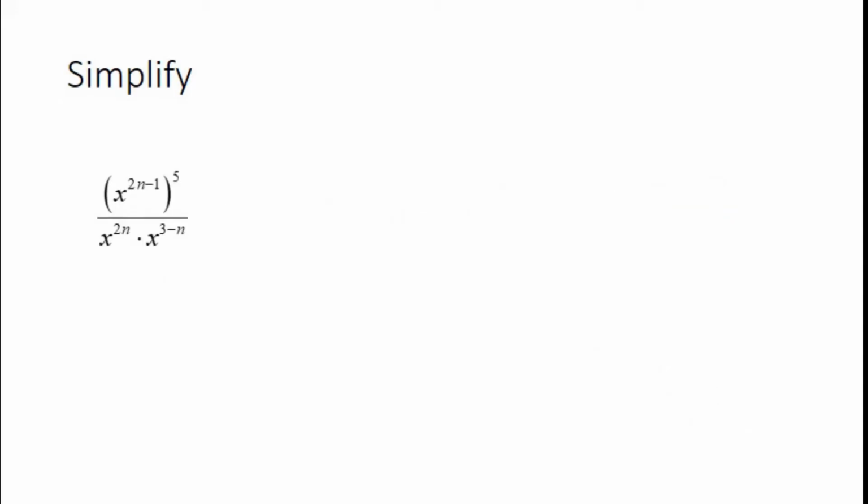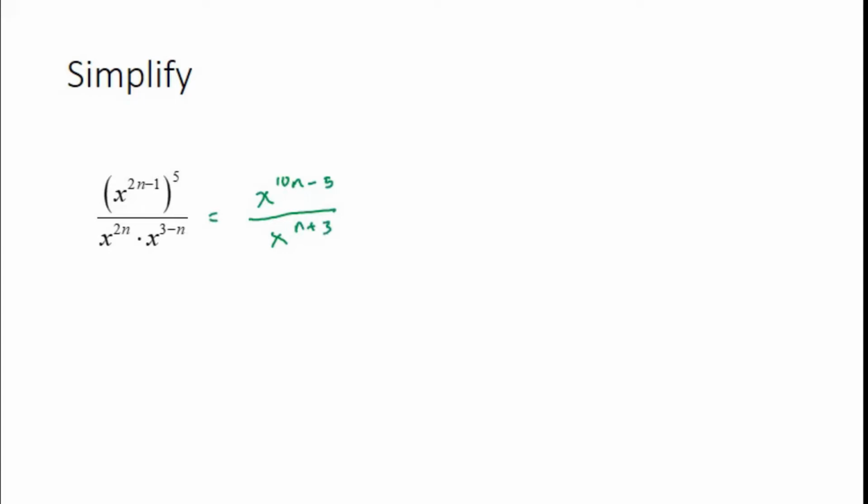Pause this and try this yourself first and see if you come up with the same answer that I do. So because of power to a power, this 5 is going to be multiplied by this entire power of 2n minus 1. And also, because we're multiplying in the denominator where the bases are the same, we're going to have to add the powers. So when we do both of those things, in the numerator, we'll end up with x to the 10n minus 5. In the denominator, we're going to end up with x to the n plus 3.